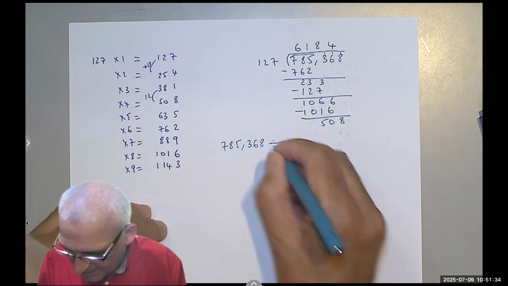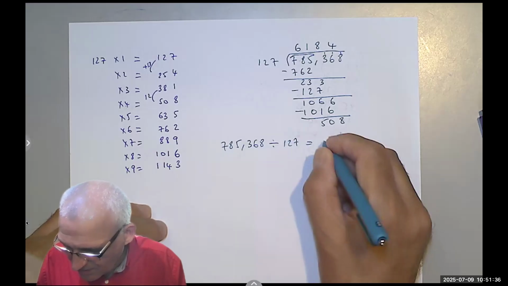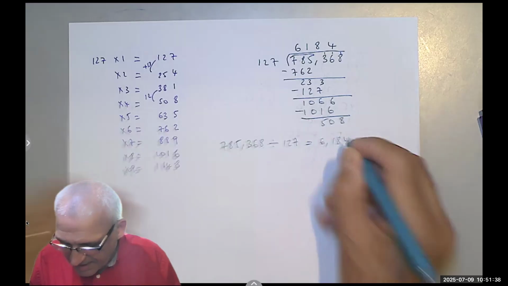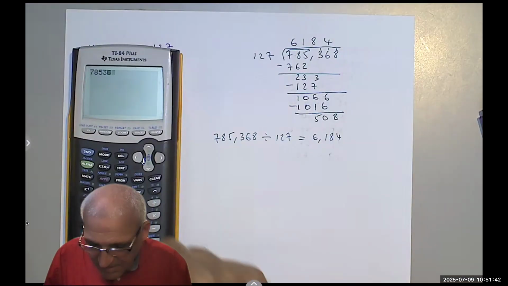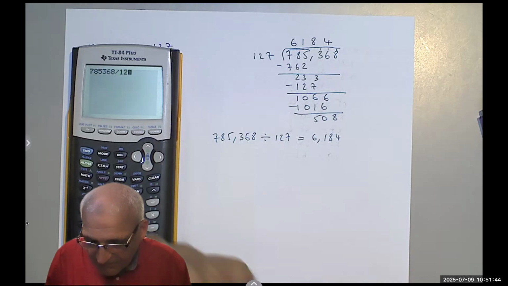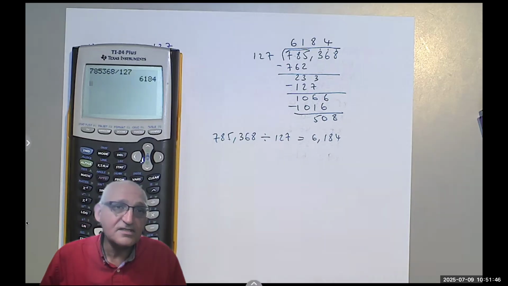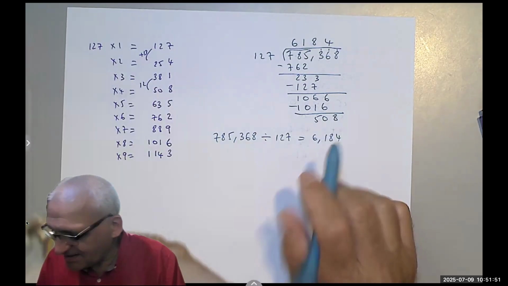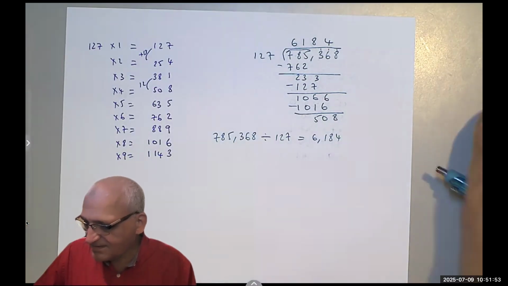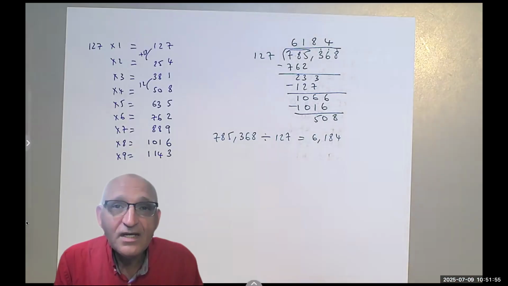You can say 785,368 divided by 127 equals 6,184. Use your calculator. 785,368 divided by 127. And the answer, of course, is 6184. I hope this was an easy and a light session for you.